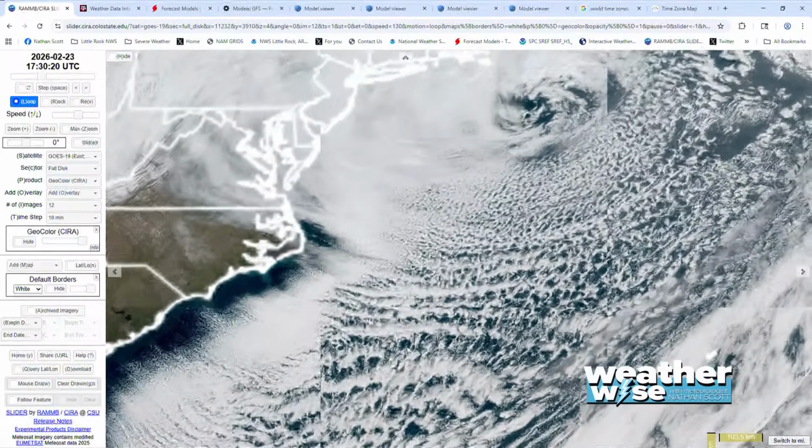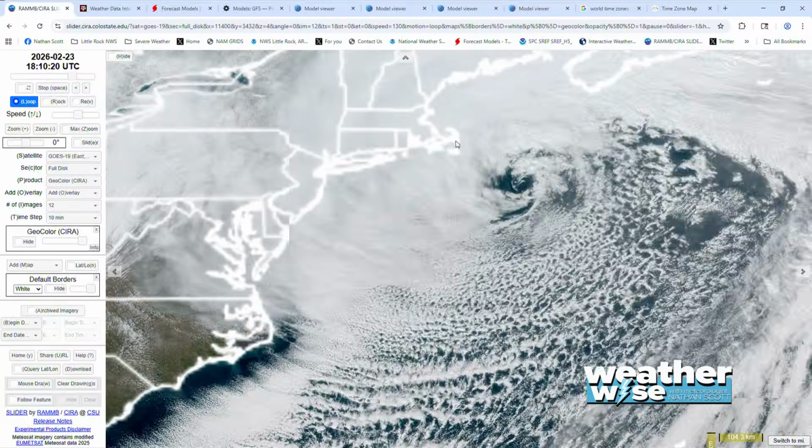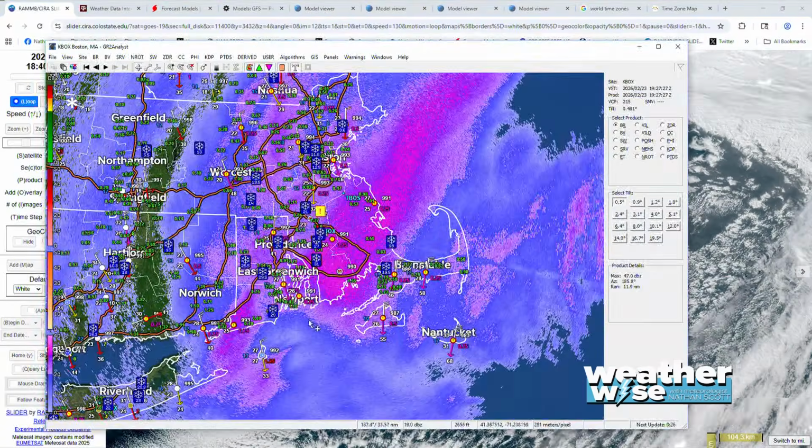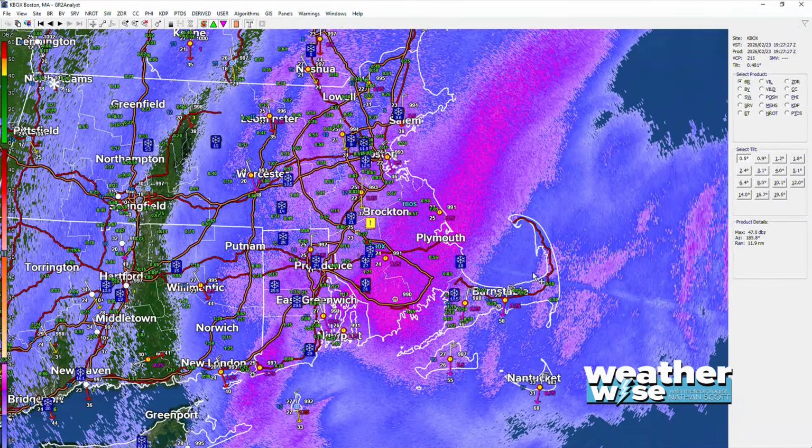which is really cool to see and just kind of geeking out. But the shield of clouds right over New England. I'm going to go over to radar now. And this also shows the snowfall reports. So this was a massive blizzard.